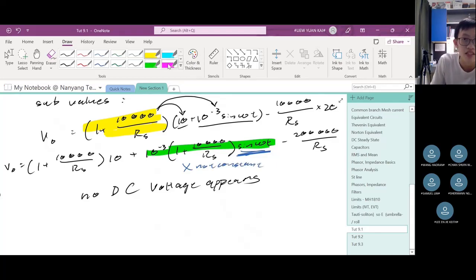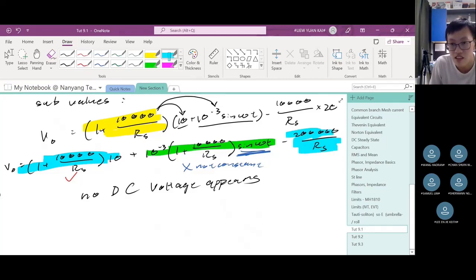But what about the rest of the terms? See? So this one, it is a constant term. One is a constant. Everything inside here is constant. The resistance doesn't change with time. So all these numbers are just constant values. So we can say, yes, this one is our DC value.